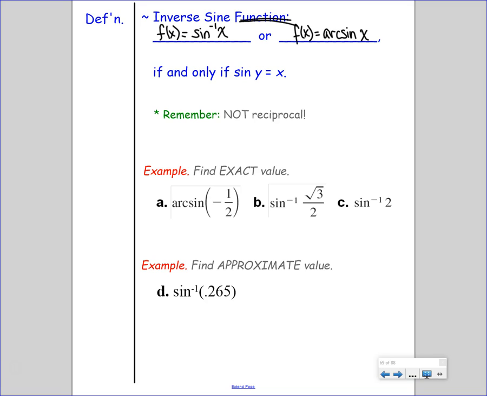Okay, if and only if sine of y equals x. So ready? You can see a few things. I'm going to underline in red. If you want to color code, that's not a bad idea. I'm going to underline all the x's in red. For trig, what goes into an inverse corresponds to what goes out of a trig. And all of those are angles.